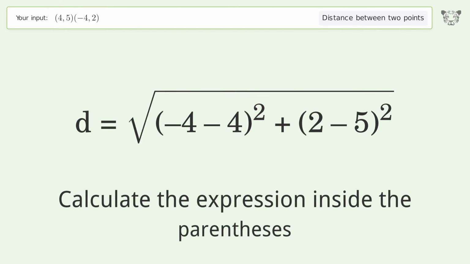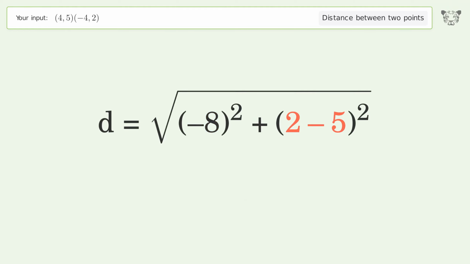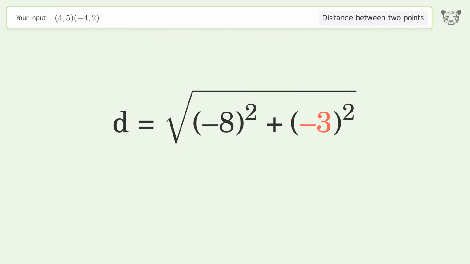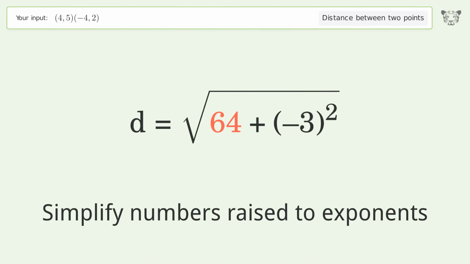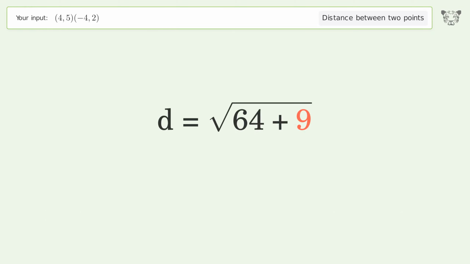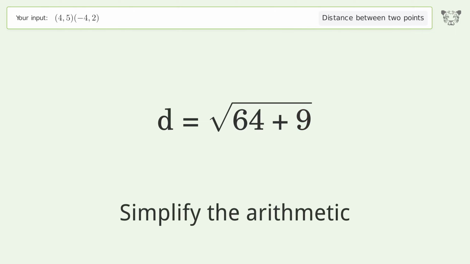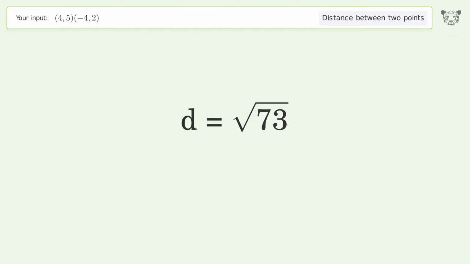Calculate the expression inside the parentheses. Simplify numbers raised to exponents. Simplify the arithmetic. And so the distance between the 2 points is the square root of 73, or 8.544.